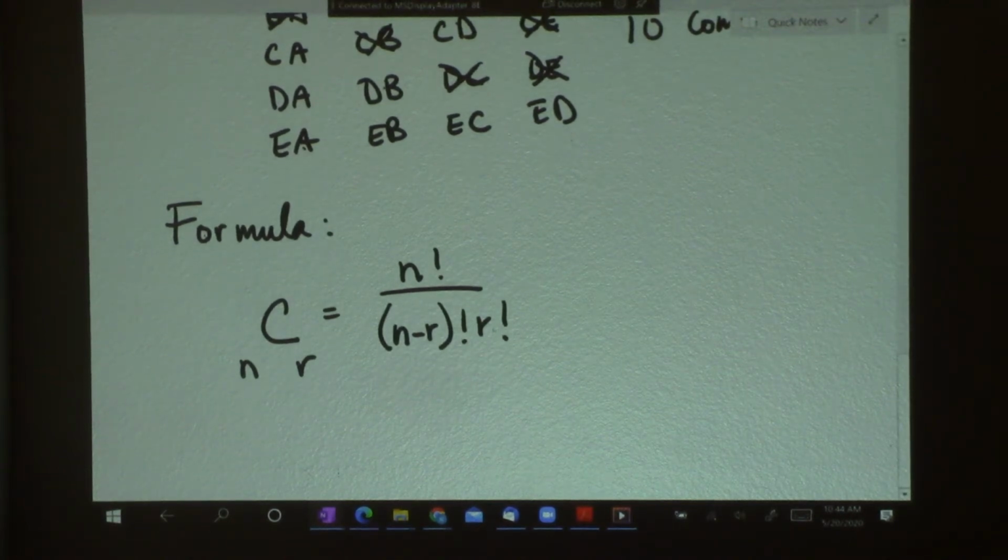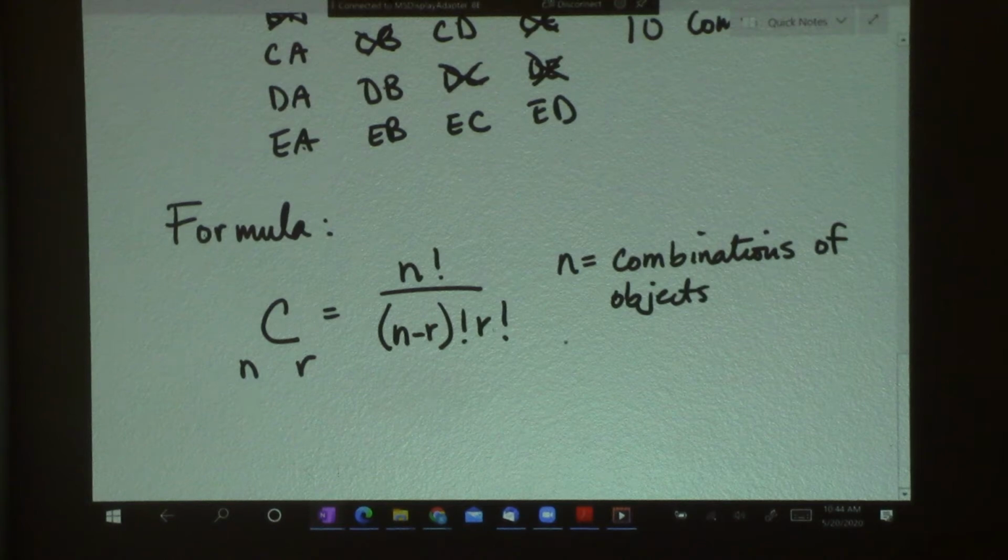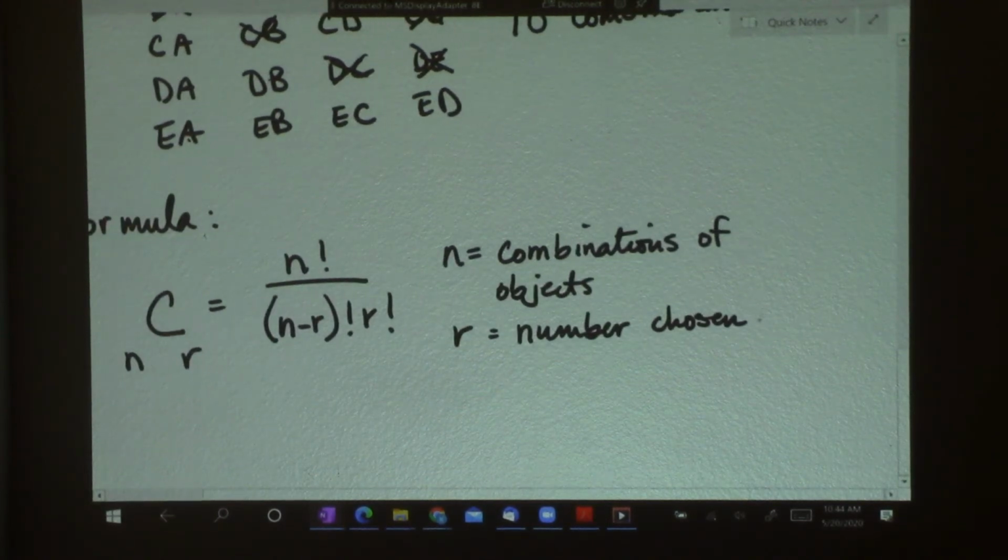All right, so n is the number of objects, and r is the number chosen or taken at a time.